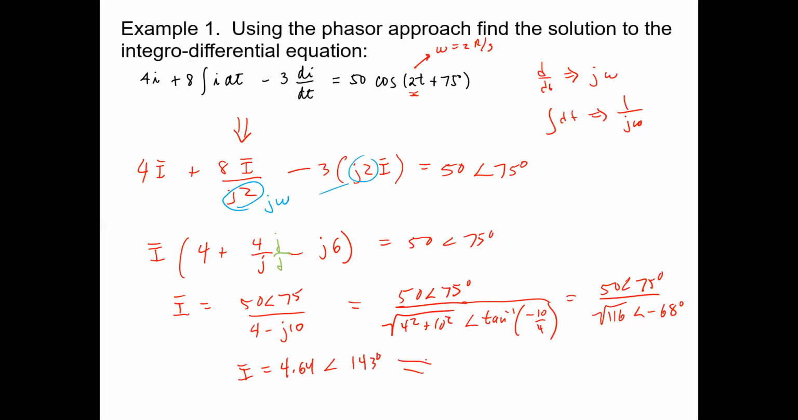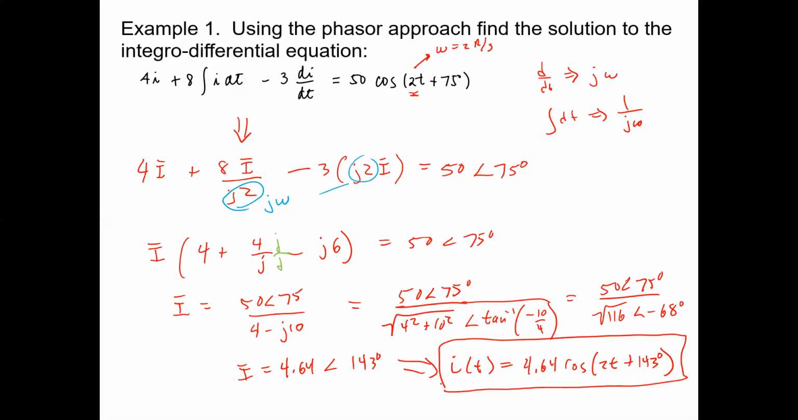And back in the time domain, that tells you that I of t is 4.64 cosine of 2t plus 143 degrees. And that would have saved us a whole lot of trouble compared to doing it using the regular differential equations techniques, like proposing I as some cosine, and then finding boundary conditions and all that stuff. It's just really direct.